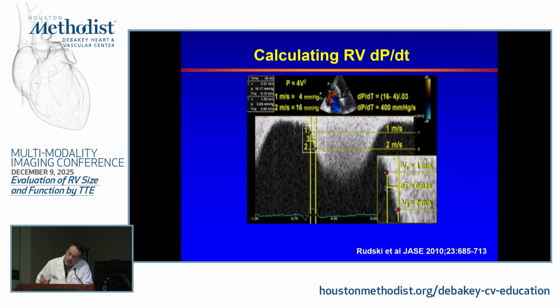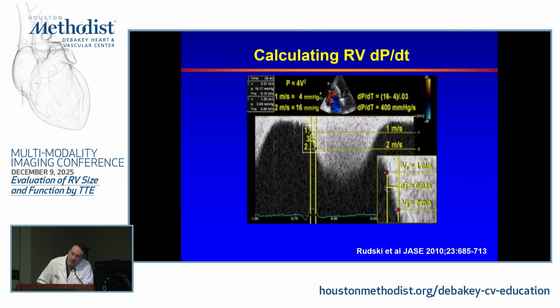Then I want to change my sweep speed. Because I am measuring a time interval, I want these time spaces not to be crowded together but spread out. So I use a high sweep speed, 200 millimeters per second. And then dP/dt is change in pressure over change in time. We fix the pressure points that we are looking at for their change: 4 and 16 millimeters mercury, at velocities of 1 and 2.